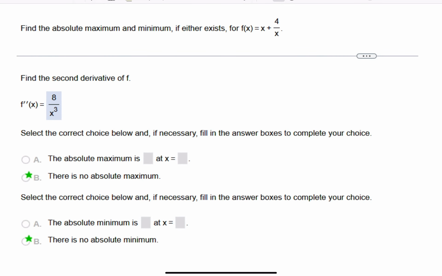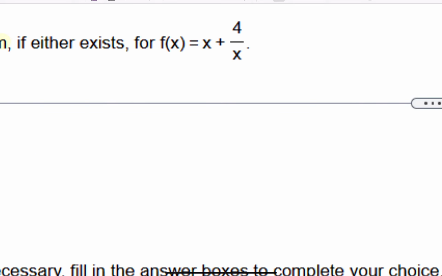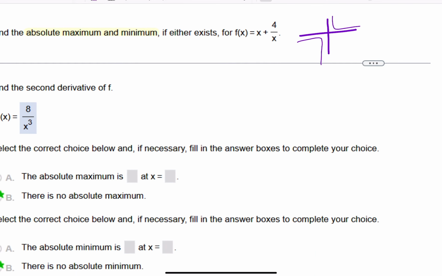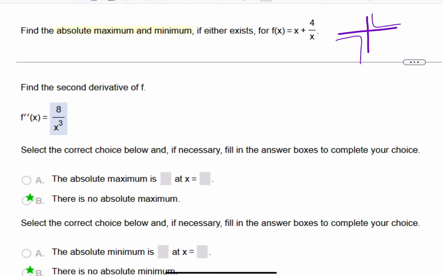Again, here they said, find the absolute maximum and minimum value, if they exist. Let's say this is a rational function, and I will have my vertical asymptote at x is equal to 0. So my graph would be something like this. Just by looking at the graph, I might not have any absolute maximum or minimum, but let's go ahead and take a look. What did they ask me to do?